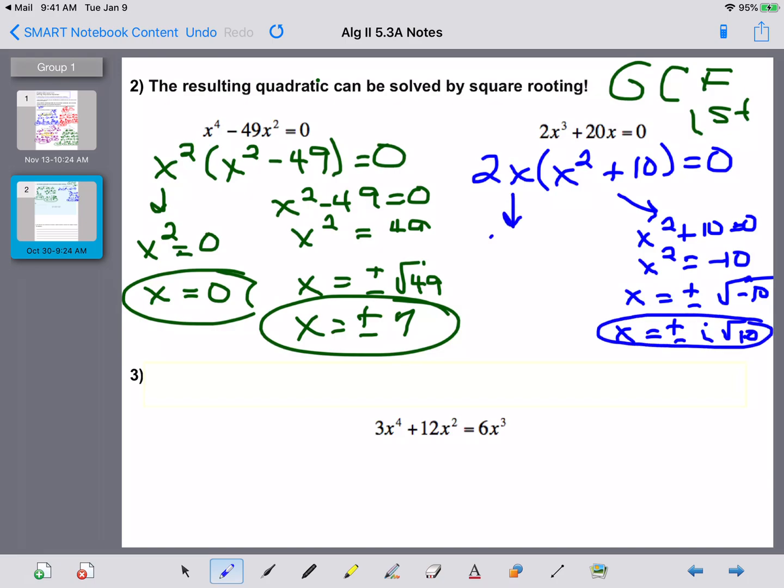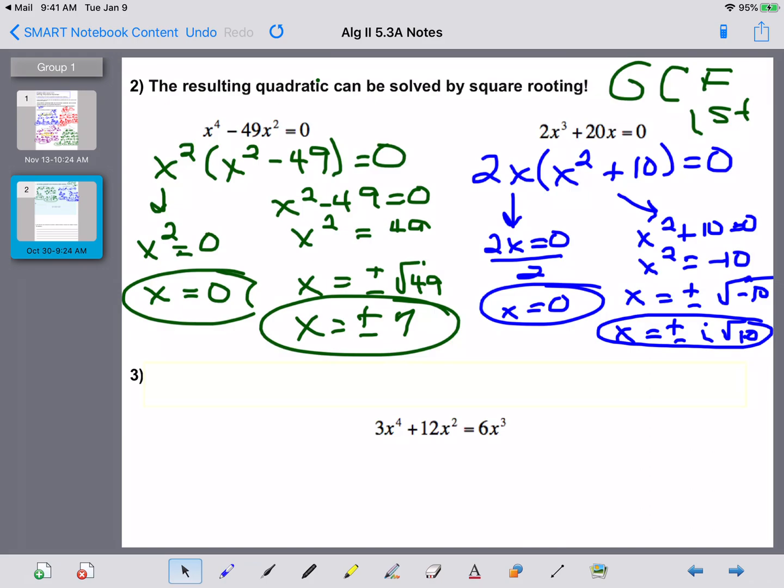And the 2x in the front could also be the 0. Dividing out a 2, I still get x being 0. So I have one real 0 at 0, and the other ones are imaginary, positive and negative i root 10.